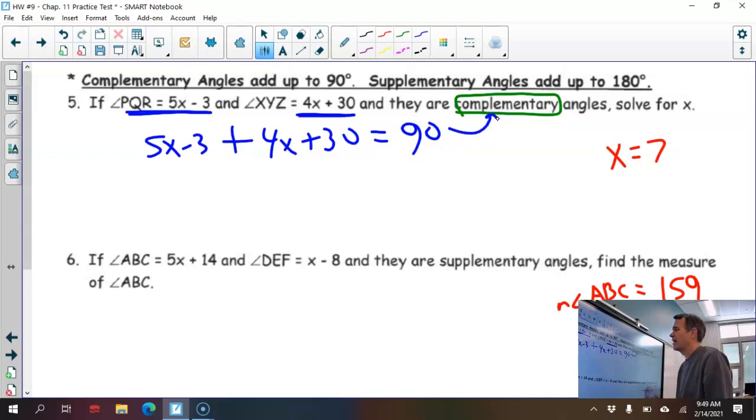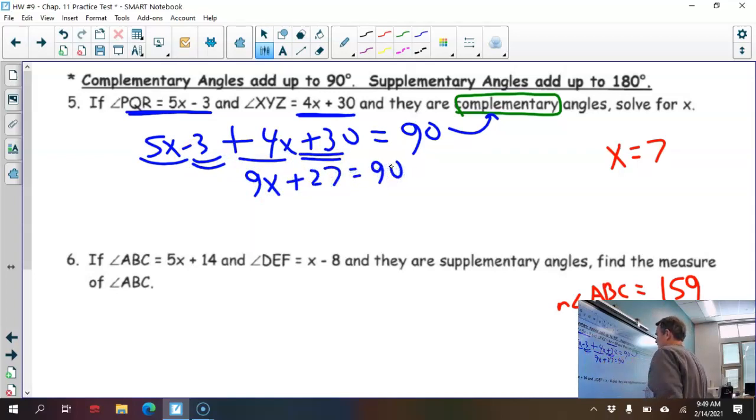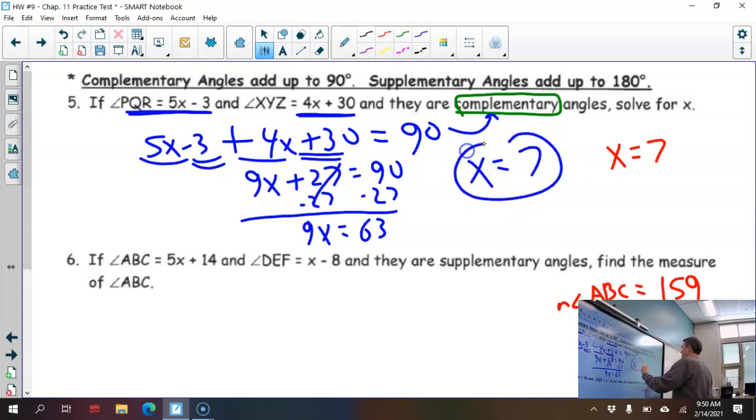And now I have an equation that I can solve for x. I would add my like terms together. I would add these like terms together. I'm going to subtract 27 from both sides. And then I'm going to divide by 9. And when I divide 63 by 9, I get 7, right?